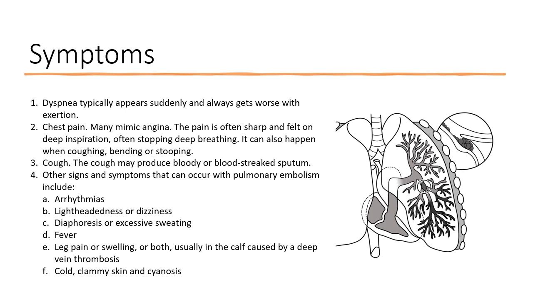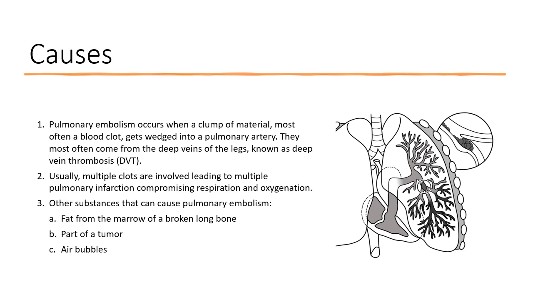Diaphoresis or excess sweating, 4. Fever, 5. Leg pain or swelling, or both, usually in the leg affected by deep vein thrombosis, and lastly, cold, clammy skin and cyanosis. What are the causes of pulmonary embolism?